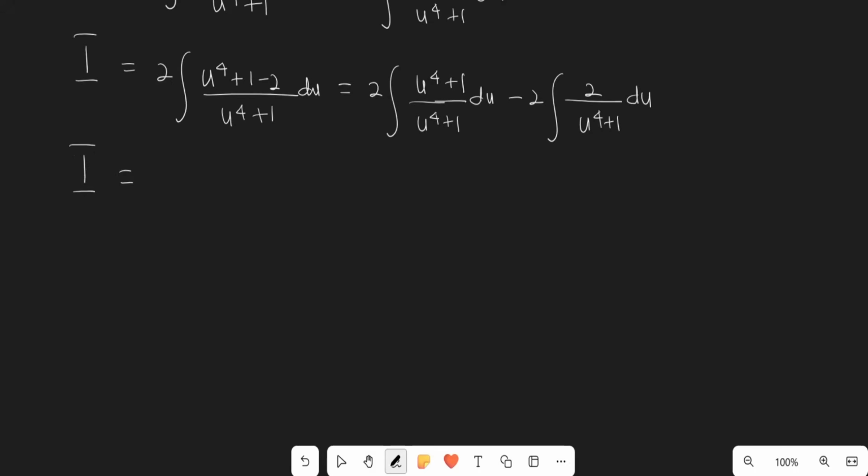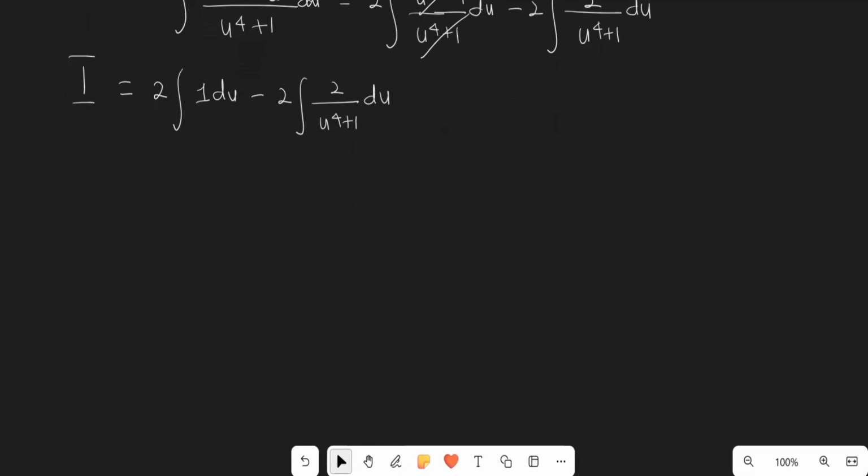So I is going to be the first one. This one is going to cancel this one nicely. We have 2 times the integral of 1 du minus 2 times the integral of 2 all over u raised to the power 4 plus 1 du. Cool stuff. Now here, this one is trivial. The first one, just integrating 1 in the u, which is 2u, minus 2 times the integral of 2 all over u raised to the power 4 plus 1 du.